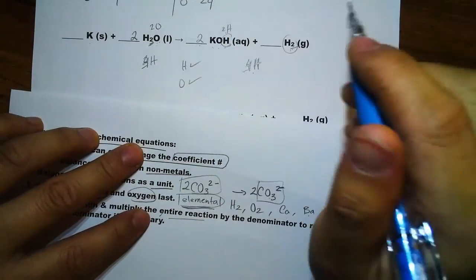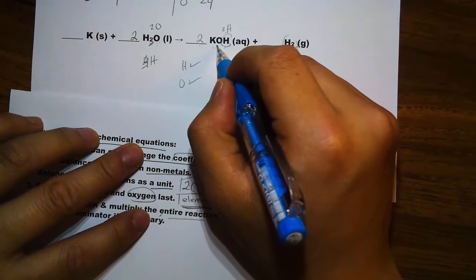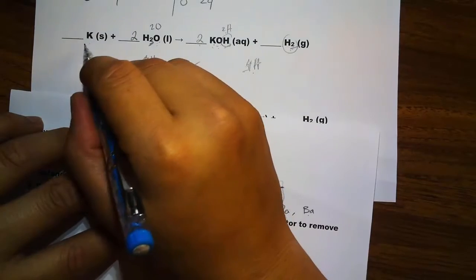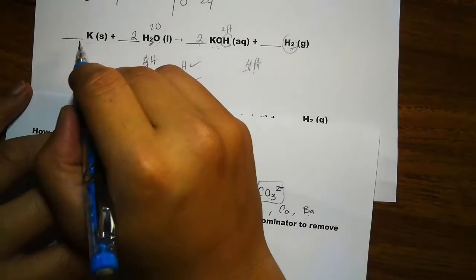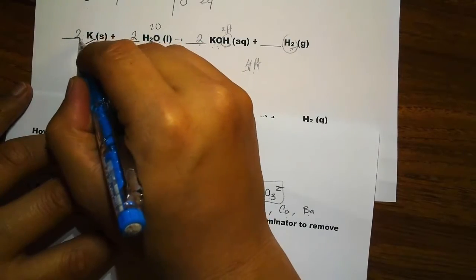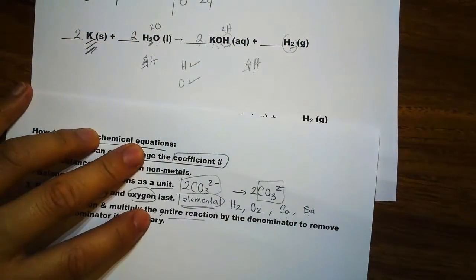Now what do we have? Potassium, okay. We have 2 potassium here. And we have 1 potassium. Oh, look, potassium is the elemental. It's just by itself, so I can just put a 2 there because it doesn't affect anything else. And we're done. Look at that.